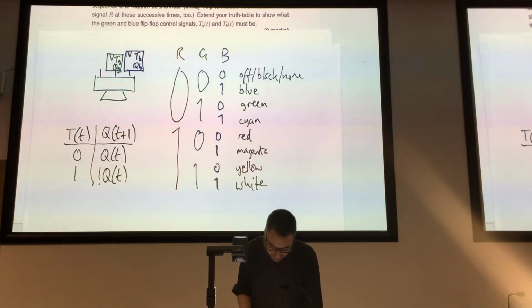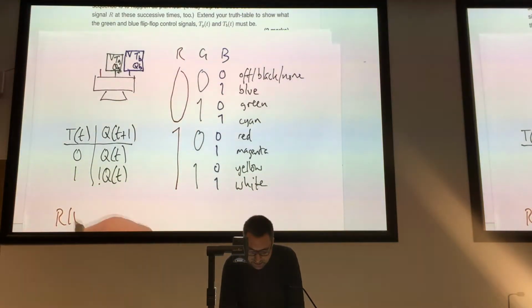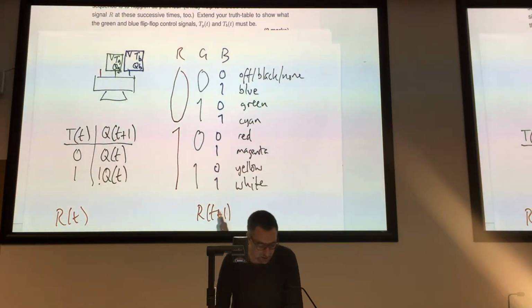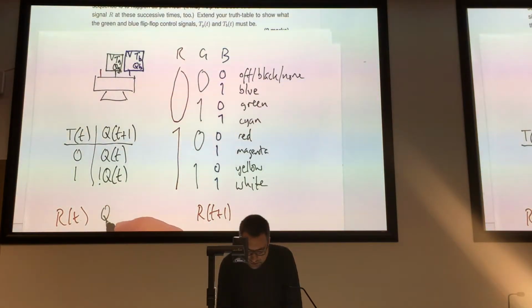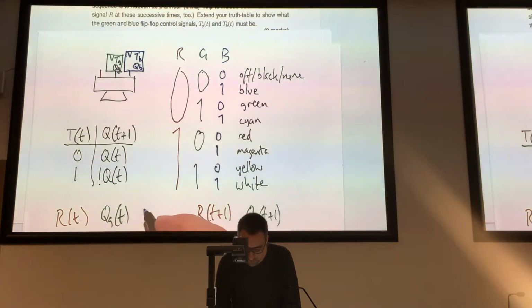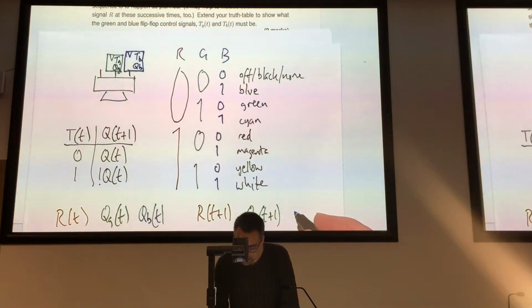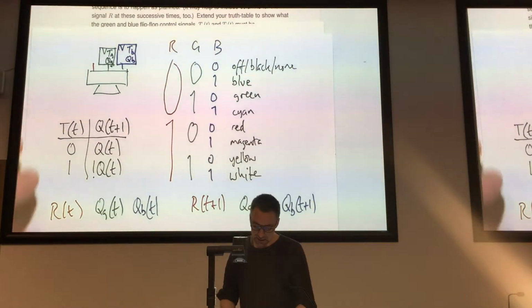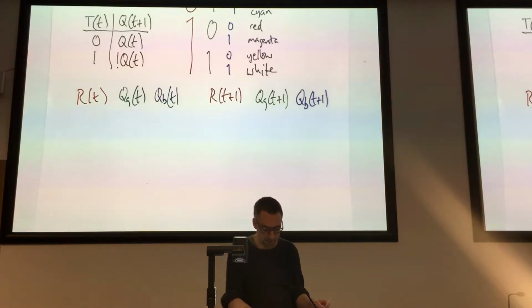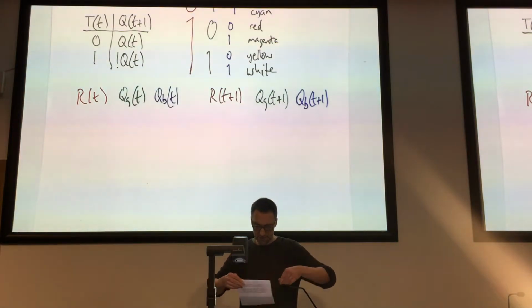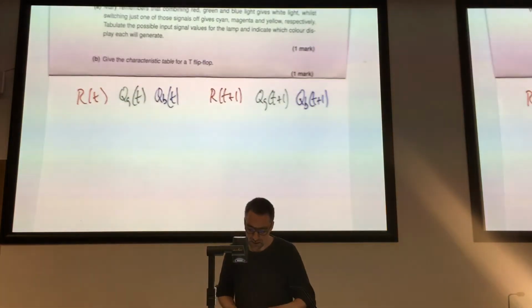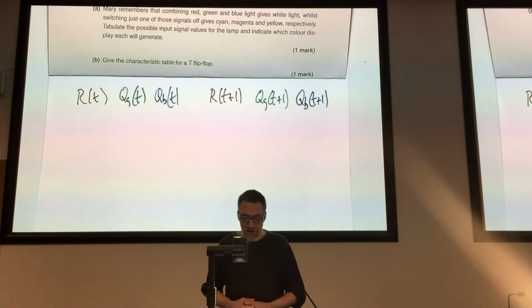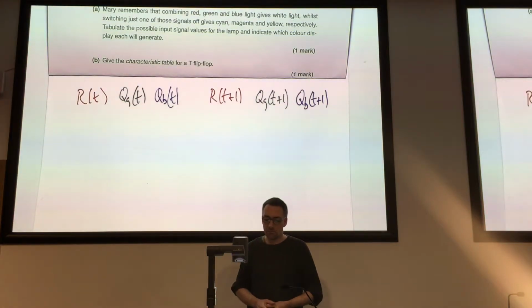So we're going to need a column for R of t and R of t plus 1. We're going to need a column for QG of t and QG of t plus 1. We're going to need a column for QB of t and QB of t plus 1. Okay, so let's get this right. Let's fold this. Right, so what we care about are the situations where we're in Mary's colour scheme.